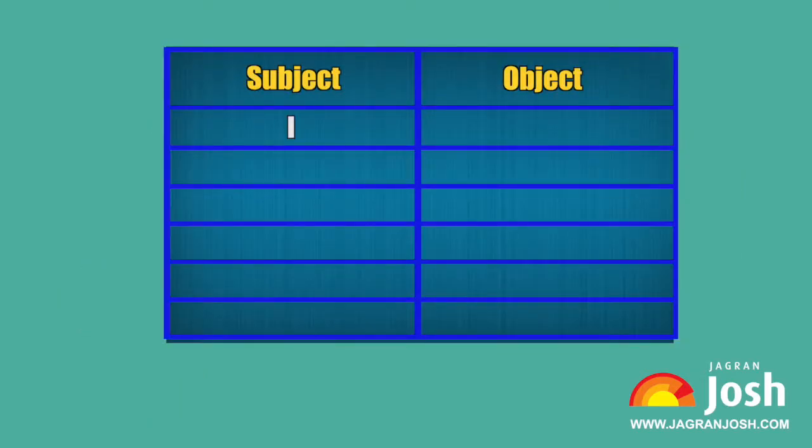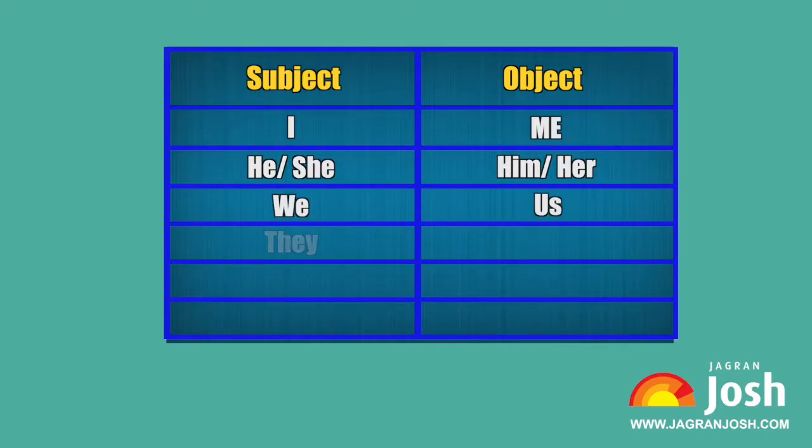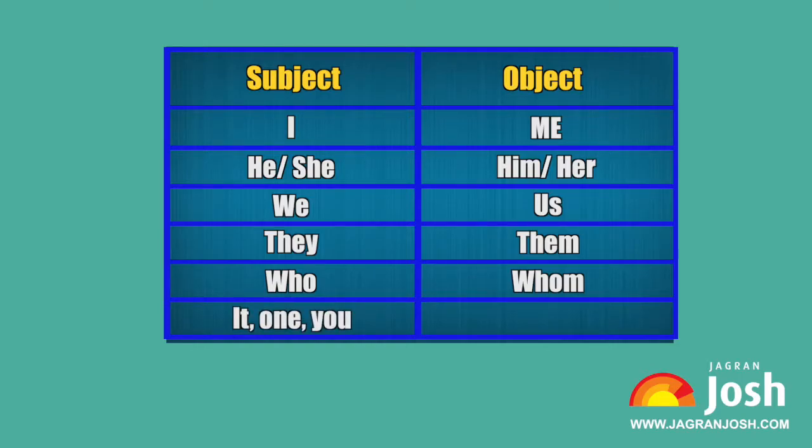Subject: I. Object: me. Subject: he or she. Object: him or her. Subject: we. Object: us. Subject: they. Object: them. Subject: who. Object: whom. Subject: it, one, you. Object: it, one, you.